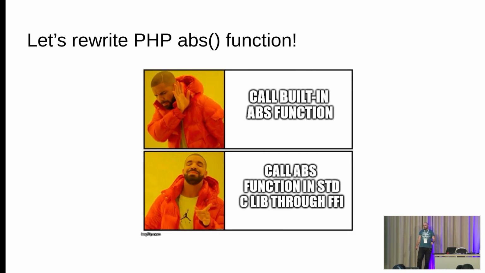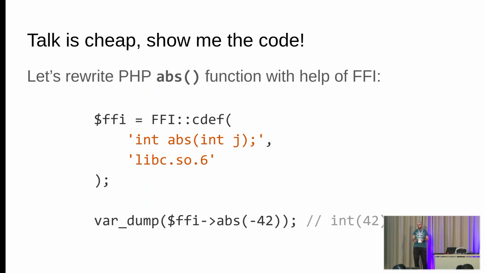So I will try to rewrite an ABS function. We already have an ABS function in PHP. It's a function which returns the absolute value of the provided number. So for -42, it will return 42. It's something extremely simple. You should never use FFI for this, but nevertheless, it's quite a good example. It can boil down to just 2 lines of code if I remove all formatting.